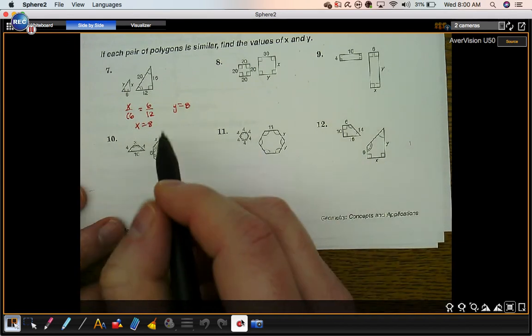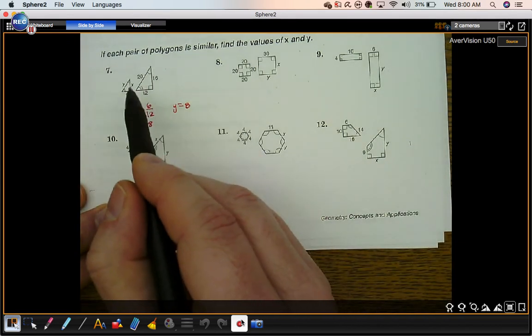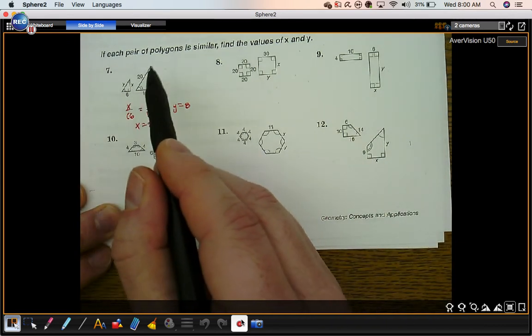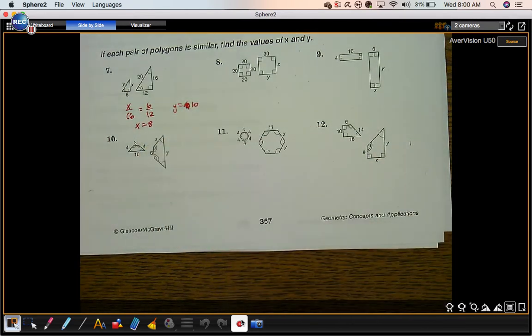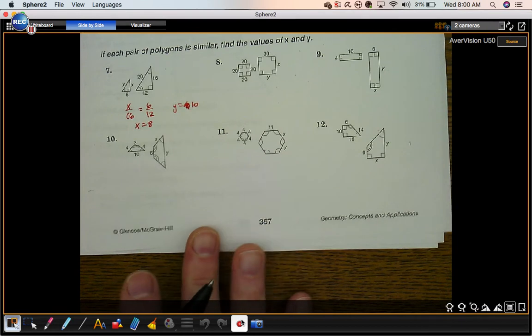No, y is not 8. Okay, what does y correspond with? Y corresponds with that 20. So y is 10. I fooled myself there for a second.